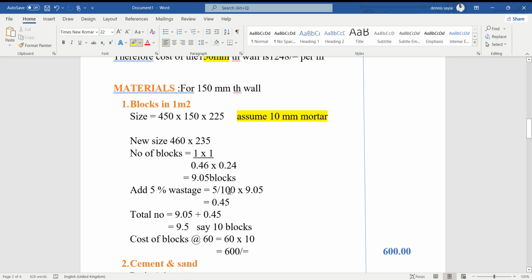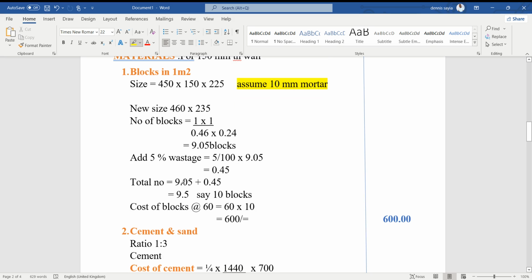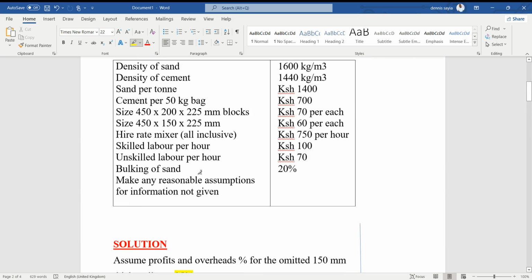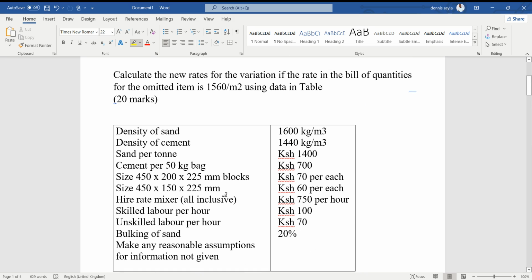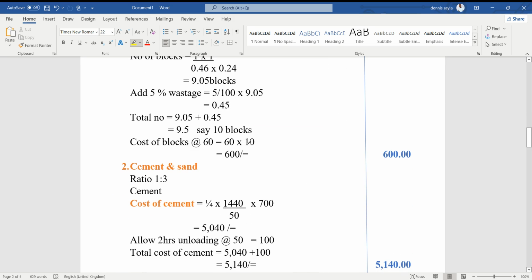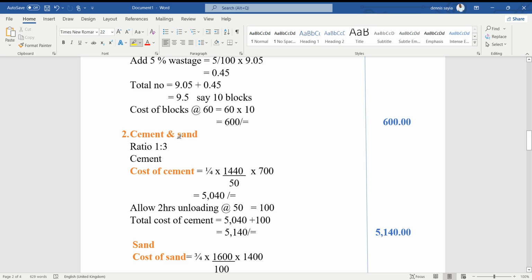We add 5% wastage. That gives us 0.45. The total number of the blocks will be 9.05 plus 0.45, that gives us 10 blocks. The cost of a block, the 150 millimeters, we were told is 60 shillings. So we have 10 of them. So the cost will be 60 times 10. That gives us 600 shillings.